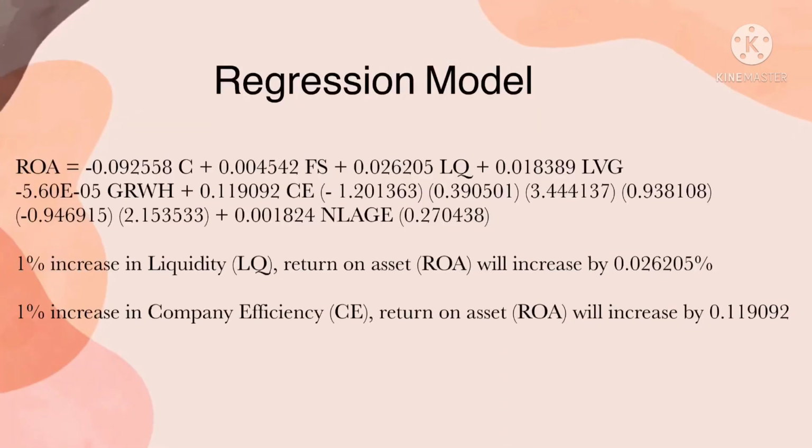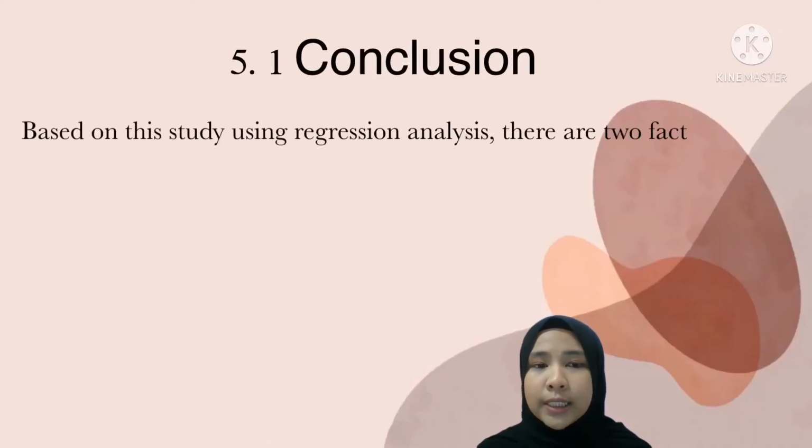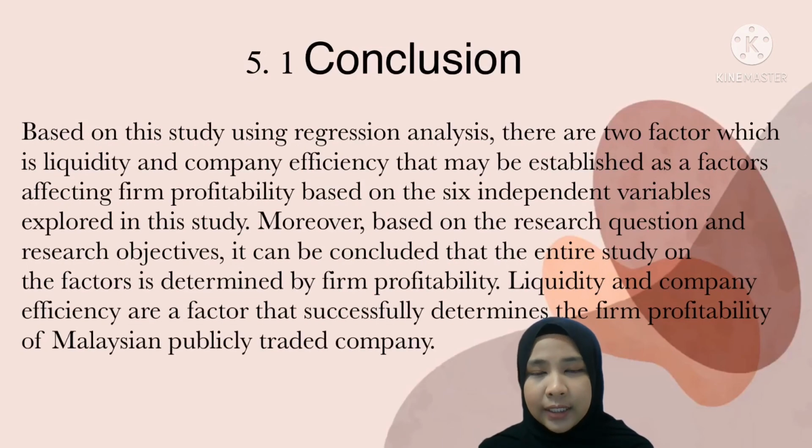And now this is the regression model for the findings. And now we have reached chapter 5, which is the conclusions and recommendations. For the conclusion, based on our study using regression analysis, there are two factors, liquidity and company efficiency, that can be established as factors affecting firm profitability based on the six independent variables explored in our study. Moreover, based on the research question and research objective, it can be concluded that the entire study on the factors is determined by firm profitability.